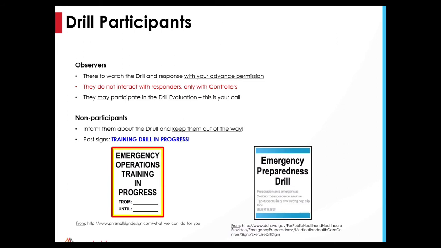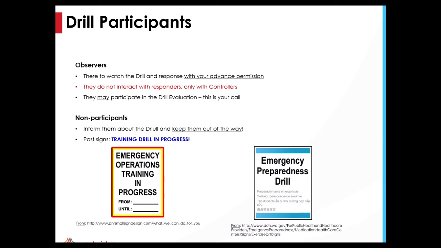Observers would be there to watch the drill and response with your advance permission. So they request that they can watch the drill. You let them in, that's fine. They do not interact with the responders, only with controllers if you allow it. And if you want them to participate in the drill evaluation, kind of like an extra set of eyes, that's fine. Non-participants, they're there. You want to basically keep them out of the way, but let them know it's part of a drill.